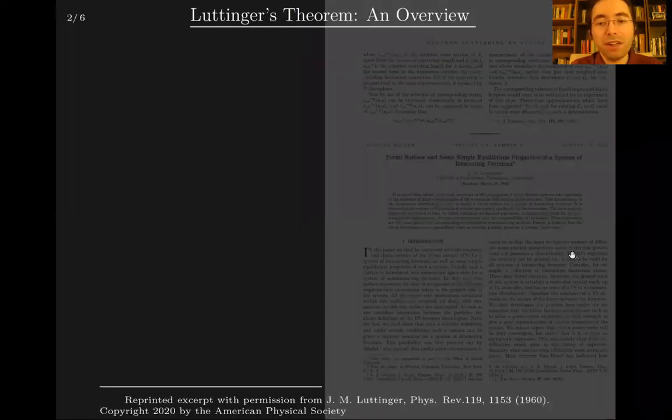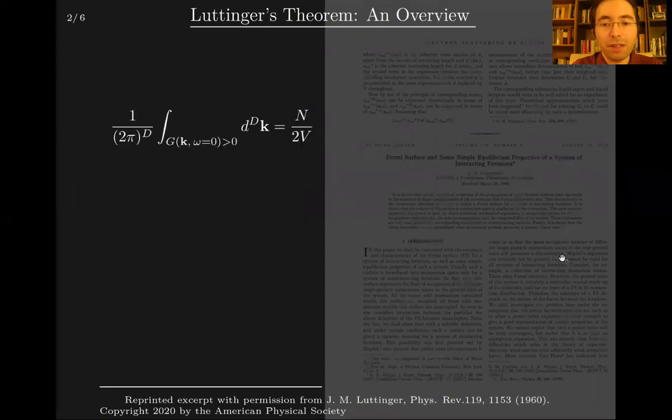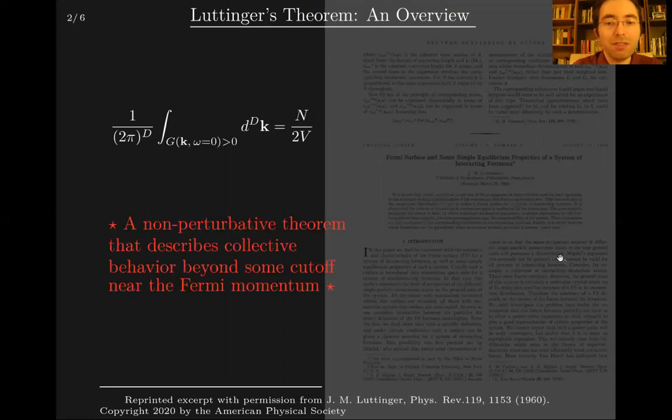Luttinger's theorem is a very simple idea that basically says the volume of the Fermi surface for some general interacting system is equal to the many-body particle density. Now, we can go into the details of the implications of Luttinger's theorem in the paper, but what I want you to take away from this brief discussion is that Luttinger's theorem is a non-perturbative theorem that describes collective behavior beyond some cutoff near the Fermi momentum.